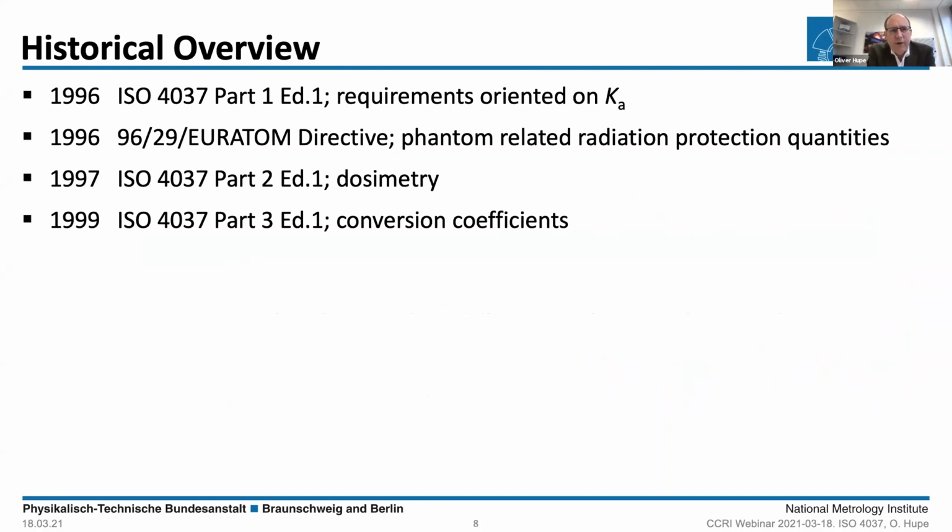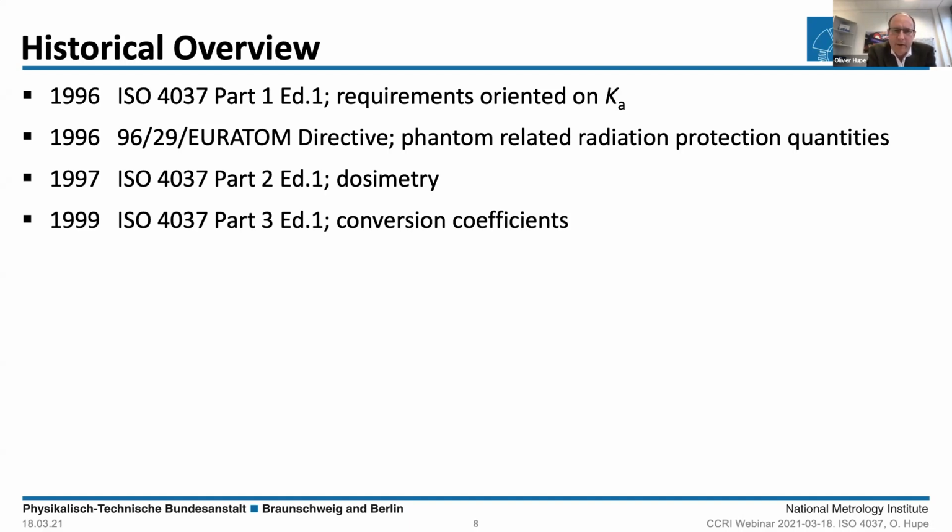Having a look at the history, part one, when the requirements were set for the reference fields, was oriented on air kerma. In '96, the Euratom directive came up with the phantom-related radiation protection quantities, so that was a big change. In '97, part 2 with dosimetry was published. In '99, part 3 with the conversion coefficients was published to cover this Euratom directive and include the conversion coefficients.